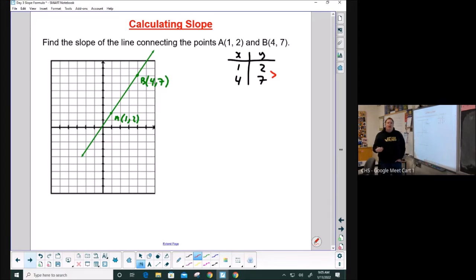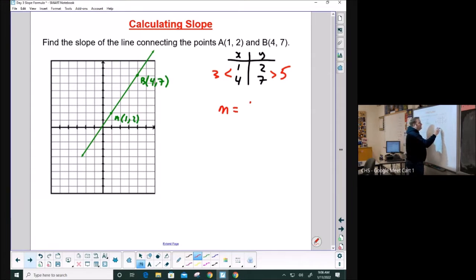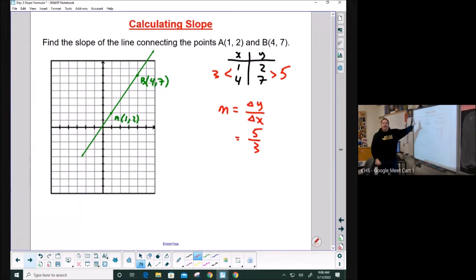Delta y is how the y changes, the change in the y. And what is the change going from 2 to 7? That's right, 5. And what is the delta x, the change in the x? 3. Good. And so, if my slope is delta y over delta x, then I can get 5/3. And I never had to actually count the squares on the grid. Now, we already know that that's right if we count it: 1, 2, 3, 4, 5, and 1, 2, 3, so 5/3.